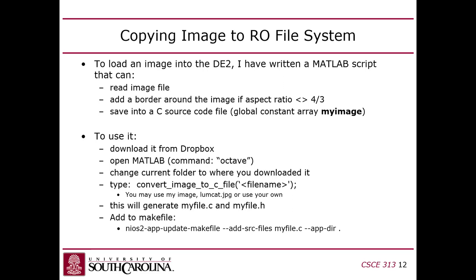So this semester, I'm trying something different. I'm going to try to simplify this a bit. I have this script called Convert Image to C File. It is a MATLAB script, but you can run it in Octave, which is the free MATLAB that's on all the machines in the lab. I could have written it in Python too, I just don't know Python. It would have been just as easy to do it in Python. But it'll take an image, any image you want, any of the popular formats, JPEG, PNG, bitmap, whatever, GIF.